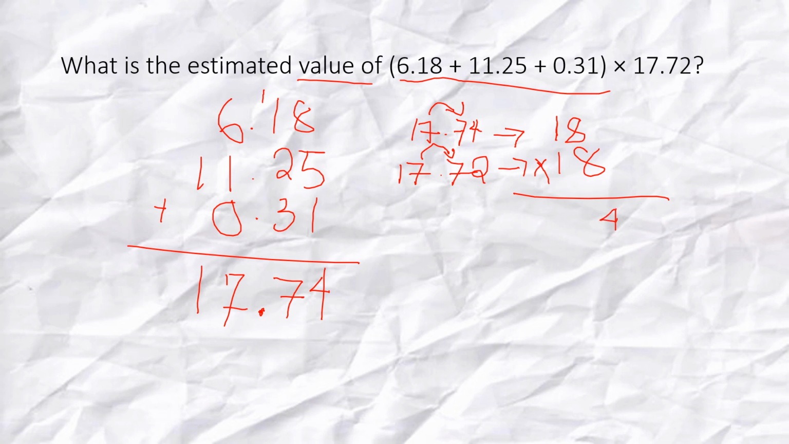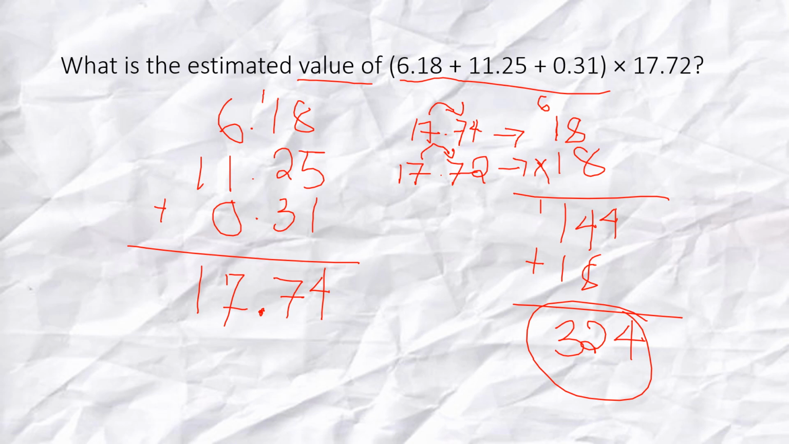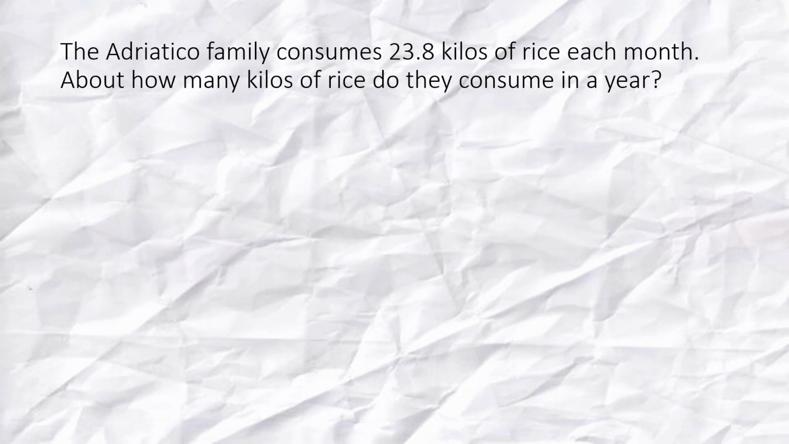8 times 8 is 64. Carry 6, or regroup 6. 8 times 1 is 8. 8 plus 6 is 14. 1 times 8 is 8. 1 times 1 is 1. Then we need to add. Bring down 4. 8 times 4 is 12. 1 plus 1 is 2 plus 1 is 3. So the estimated value of this equation is 324.